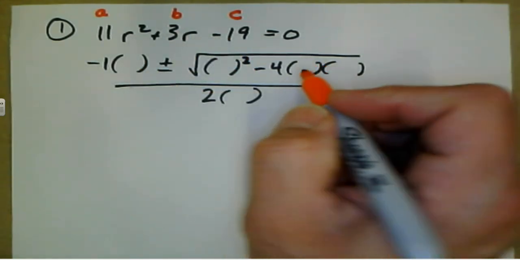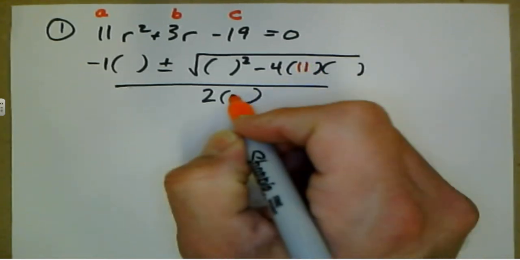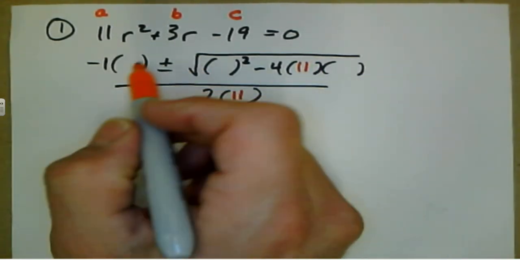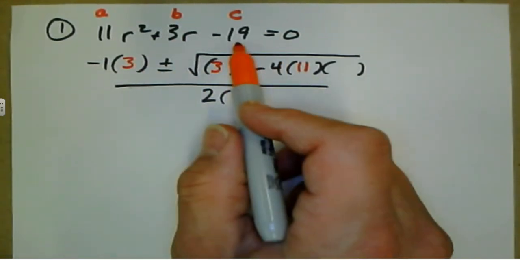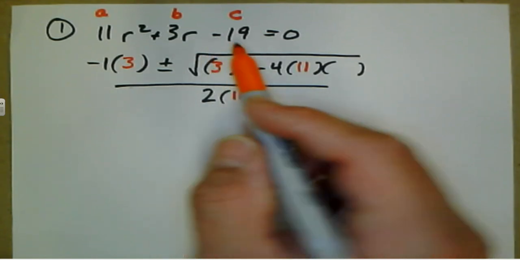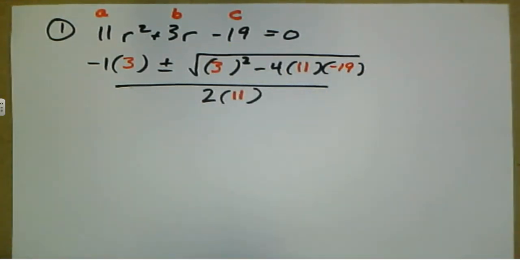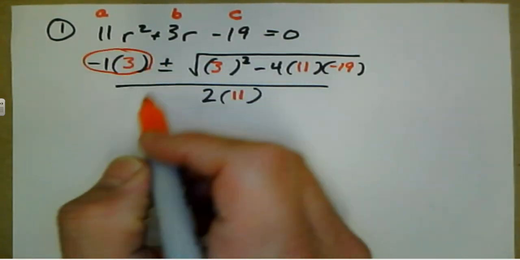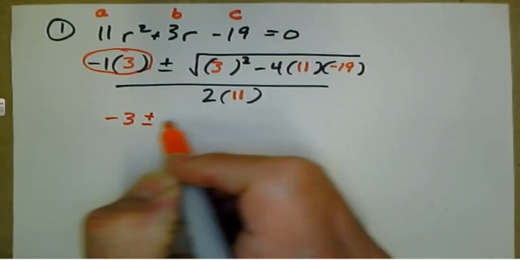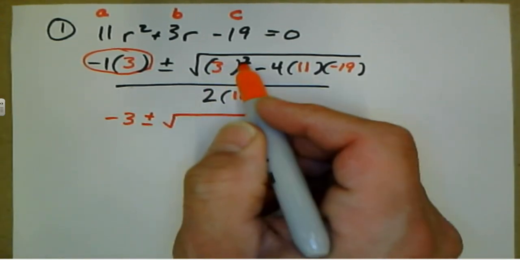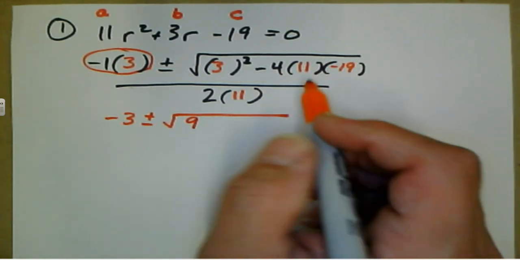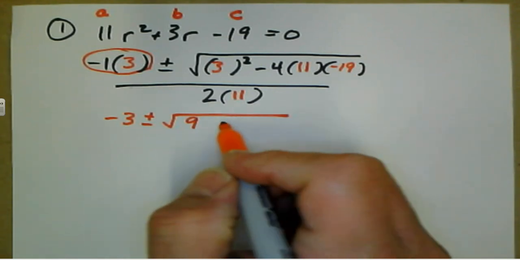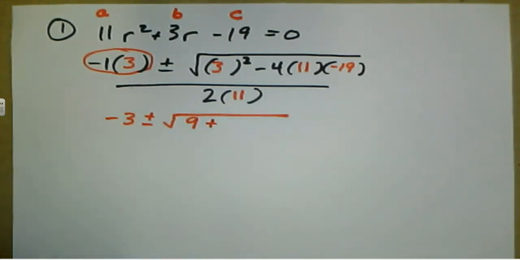So our a values are after the 4, so that is 11 there, and at the bottom 11. Our b values are the first and second one, so that's 3 and 3, and our c value, negative 19, goes in there. So I'm going to need you guys to help me here. Negative 1 times 3 is negative 3, plus or minus the square root. 3 squared is 9, but somebody help me out with the negative 4 times 11, which is 44, times negative 19. Anybody got their calculator going yet?